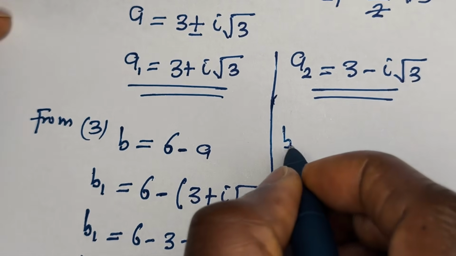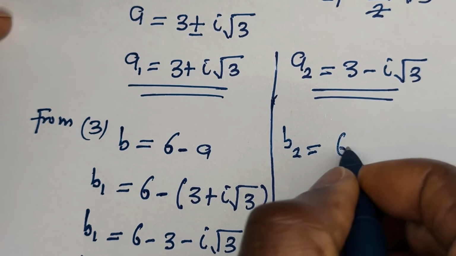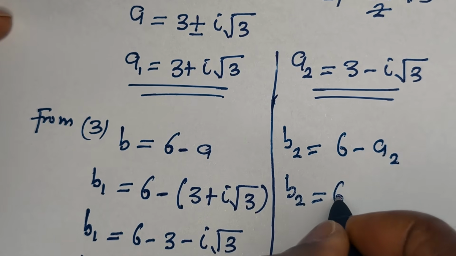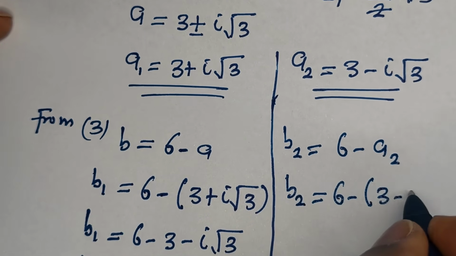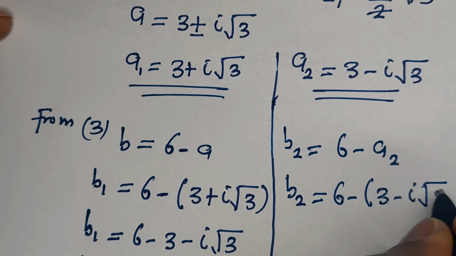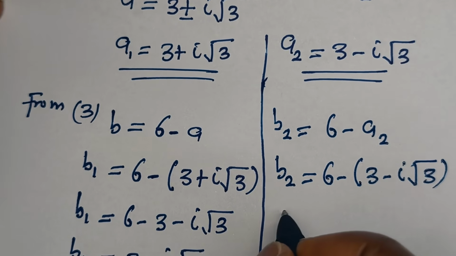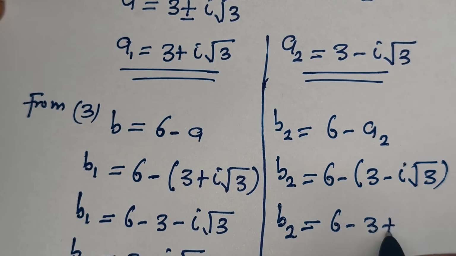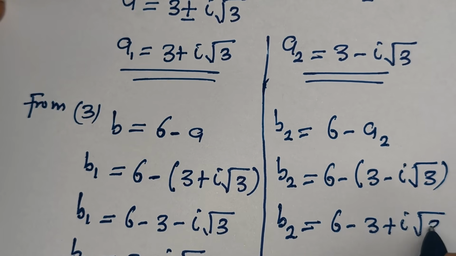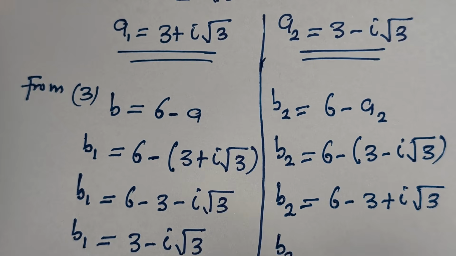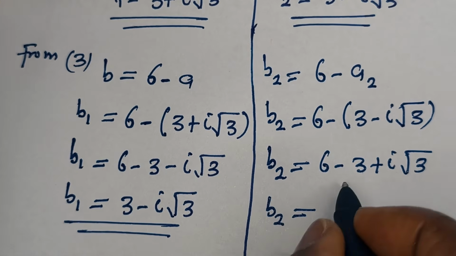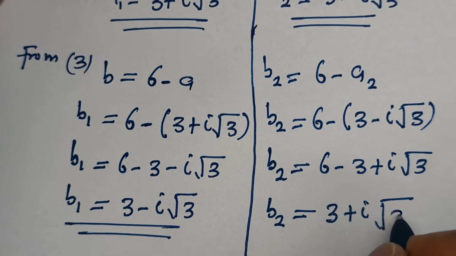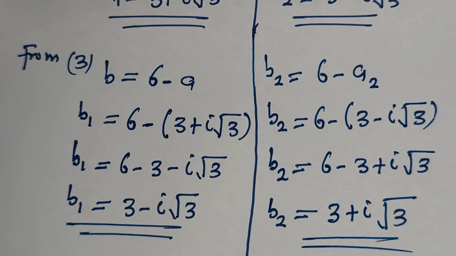Now, B2 is equal to 6 minus A2. B2 is equal to 6 minus 3 minus I square root of 3. B2 is equal to 6 minus 3 plus I square root of 3. B2 is equal to 3 plus I square root of 3. This is the value of B2.